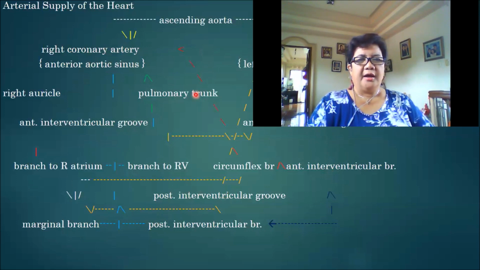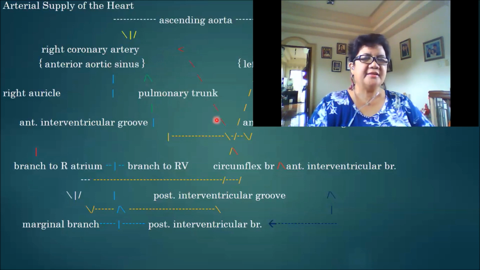So I want you to answer my question: what are the two types of end arteries? This is an end artery.